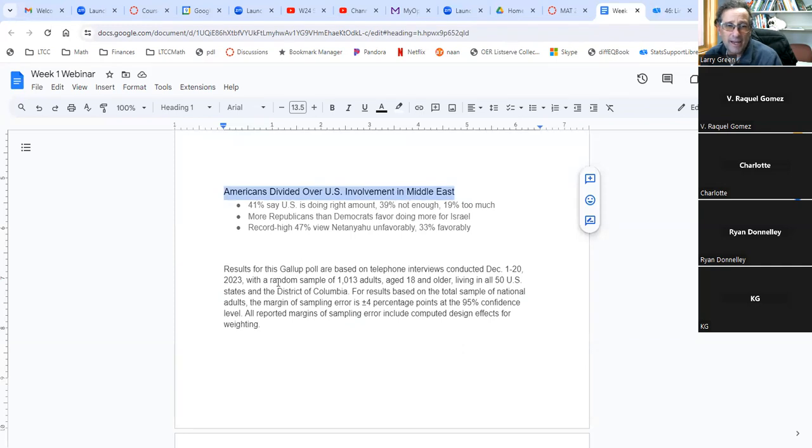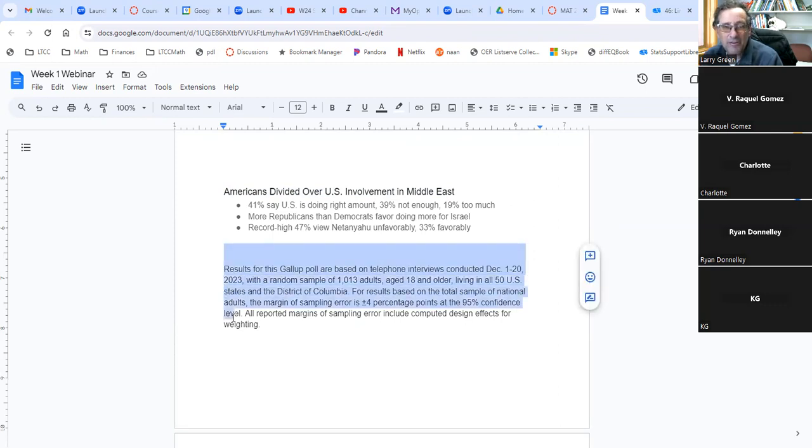So let me read what Gallup said about how they did the survey. The results of the Gallup poll are based on telephone interviews conducted December 1st through 20th, 2023, which is pretty recent, with a random sample of 1,013 adults aged 18 and older living in the United States and the District of Columbia. For results based on the total sample of national adults, the margin of sampling error is plus or minus 4% at the 95% confidence level. I said that really fast because we're not doing that for a few more weeks. But I'll be really slow on it in about 3 weeks when we really get into this stuff. So, the beginning part is what I want to look at.